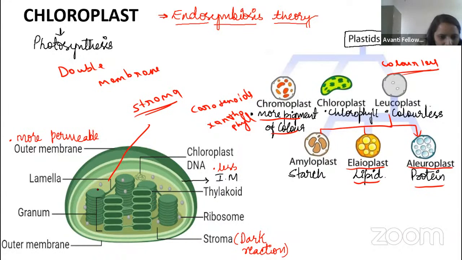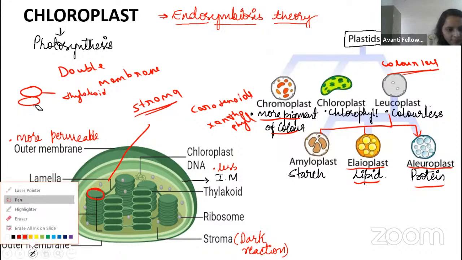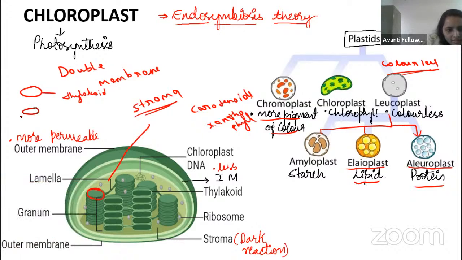If only one is there, remember, guys, only one, then I will call it a thylakoid. If it has a bundle-like structure, this thing I will call a grana. Remember, guys, photosystem 1 and photosystem 2 are present on this thylakoid.